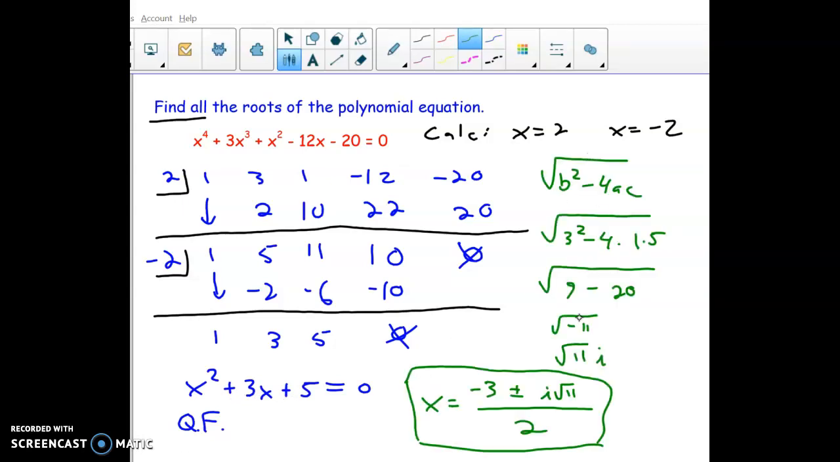All right, so there's my work for the quad formula. So I got imaginary answers here, and that pair of imaginary goes with these 2 rational, so I have 4 total answers to that polynomial.